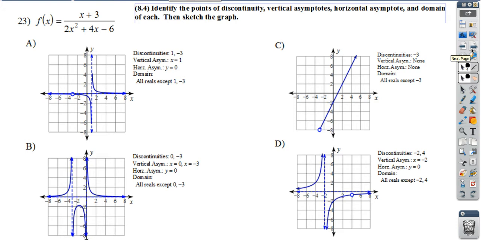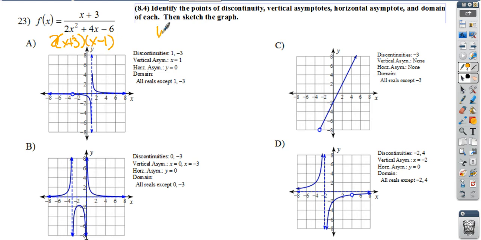Okay, this final one is a case 1. That's when the degree of the numerator is smaller. So we can pull out a 2 from right here, and we're left with x squared plus 2x minus 3. And then we could even factor that more. So that x squared plus 2x minus 3 factors to x plus 3 times x minus 1.